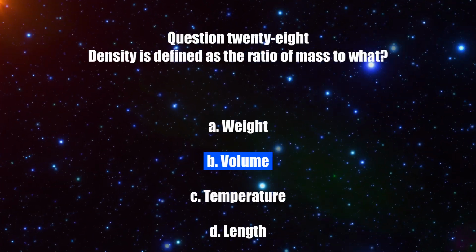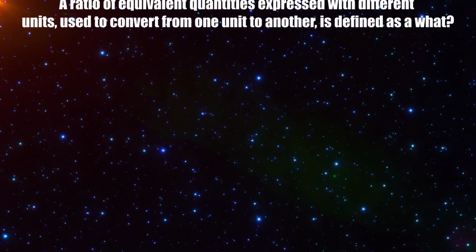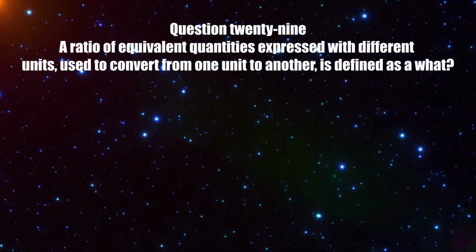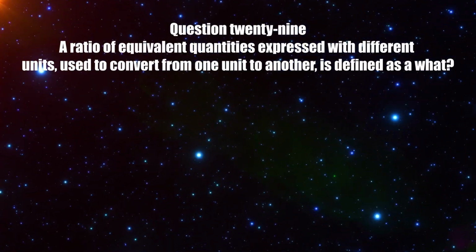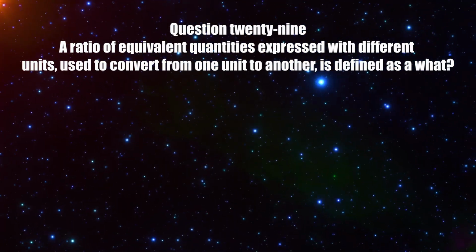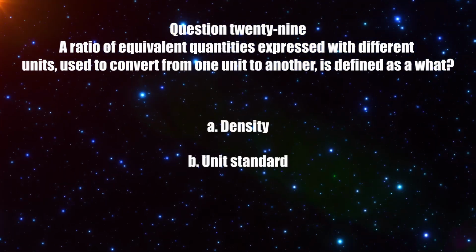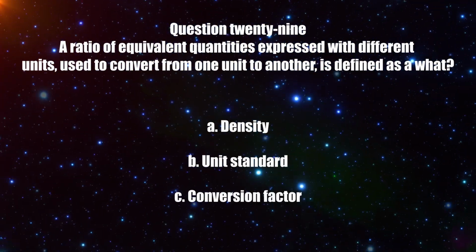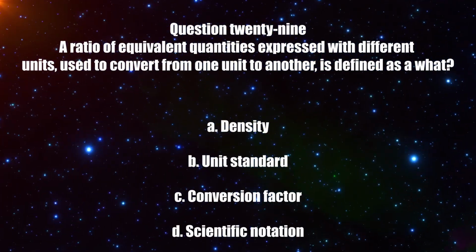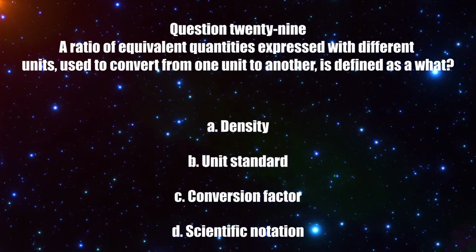The correct answer is B. Volume. Question 29. A ratio of equivalent quantities expressed with different units, used to convert from one unit to another, is defined as a what? A. Density. B. Unit standard. C. Conversion factor. D. Scientific notation.